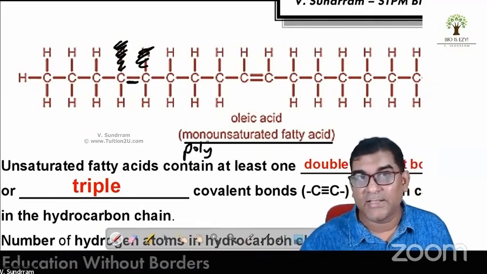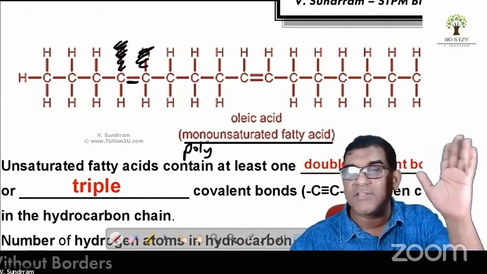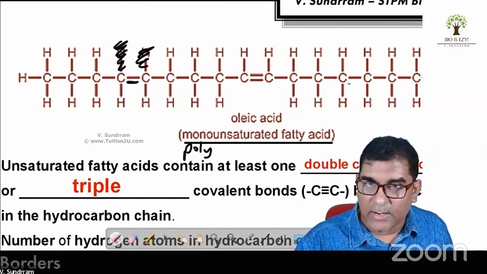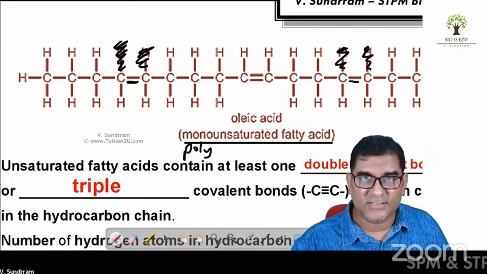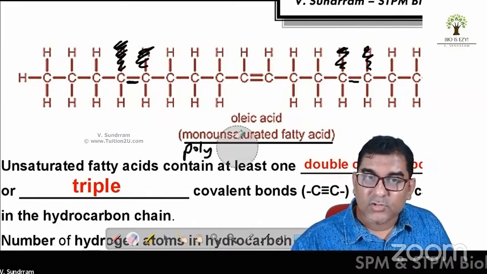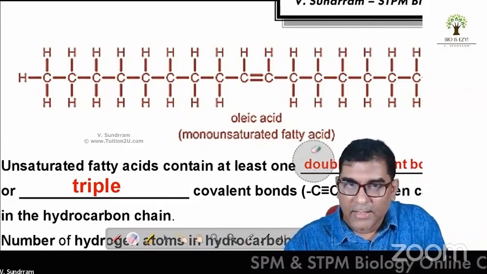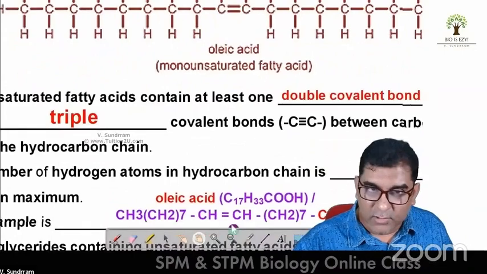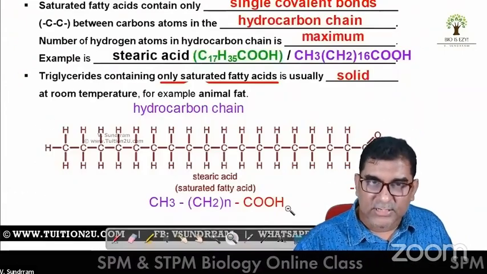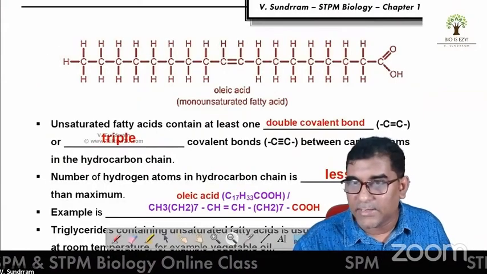And this is the meaning. They have more than one double or triple covalent bond. Maybe if I want, I can put one more here. I remove this. It's polyunsaturated fatty acid. But the rule, to become unsaturated, minimum one double or triple covalent bond. Before I continue, saturated, unsaturated, done. Specific examples I already explained.